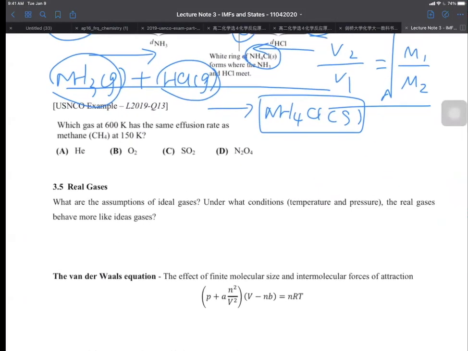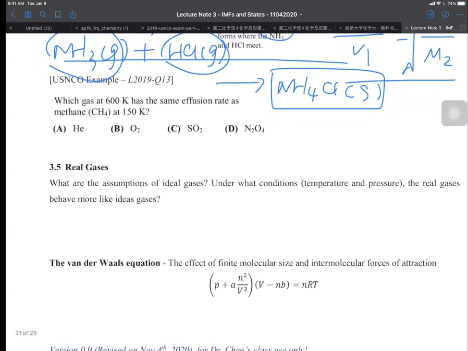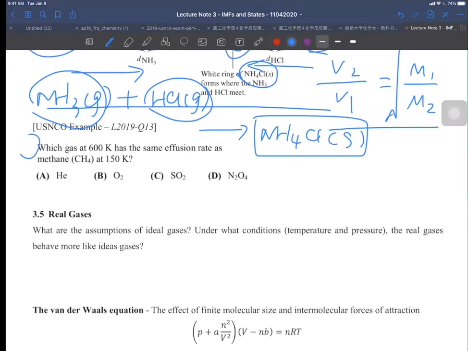So let's have a quick look at this example. I will give you all of the molar mass. CH4 is 16, helium is 4, 32, 64. I think it's correct. Okay, let's use 1 minute. Maybe you guys can be faster.